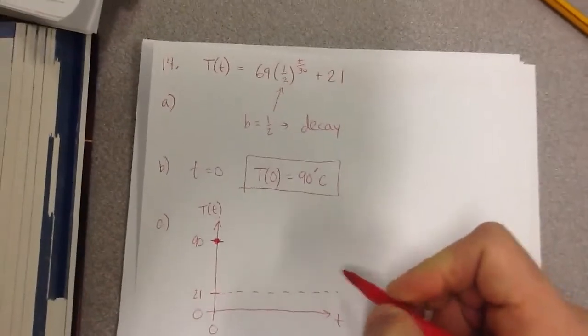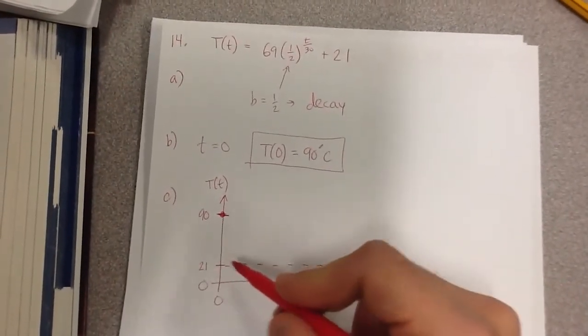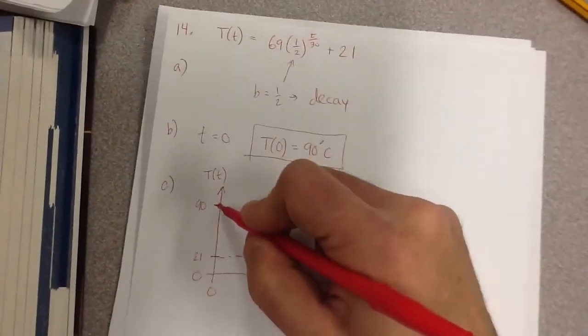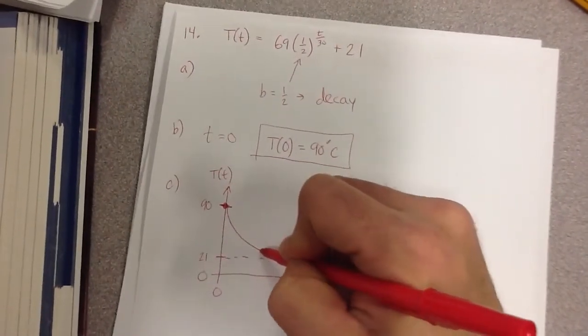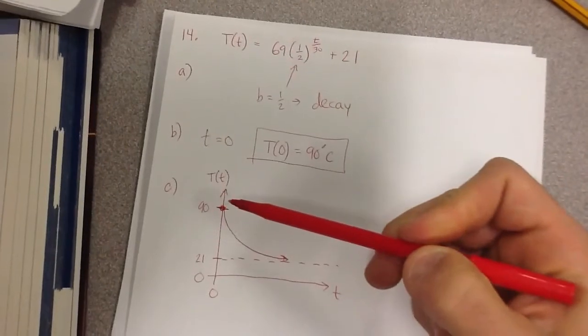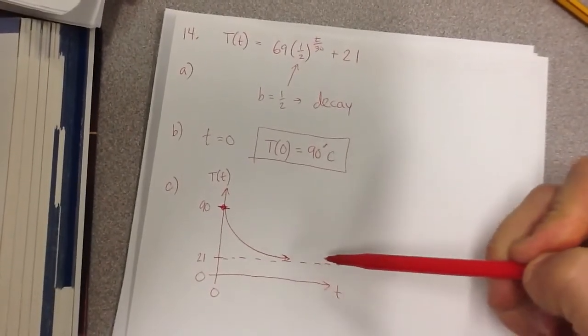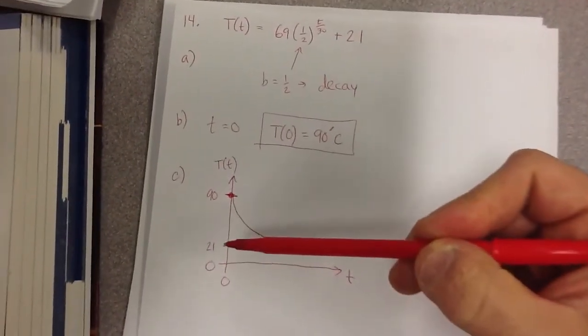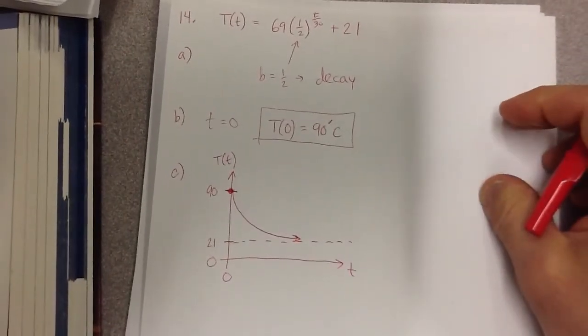otherwise known as the room temperature in this case. And so this is what this graph would look like. This graph would look like it starts at 90 and then it decreases and gets closer and closer to room temperature, to 21 degrees, as time goes on.